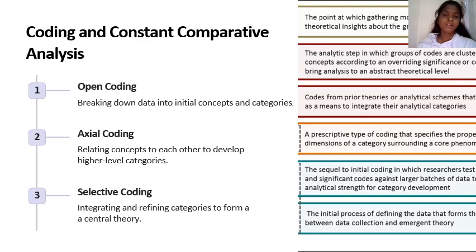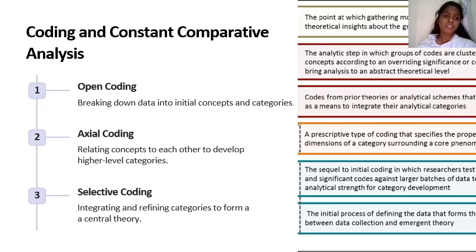The next is coding and constant comparative analysis. First is open coding, next is axial coding, and third is selective coding. Breaking down the data into initial concepts and categories is open coding. Relating the concepts to each other to develop higher level categories is axial coding. Integrating and refining the categories to form a central theory is selective coding. These are the three types of coding in constant comparative analysis which we can see in the research methodology.